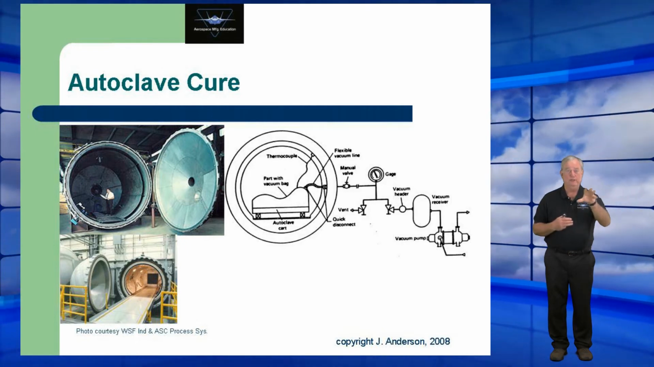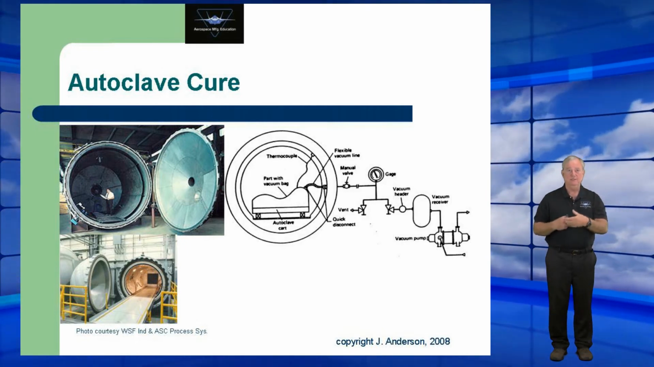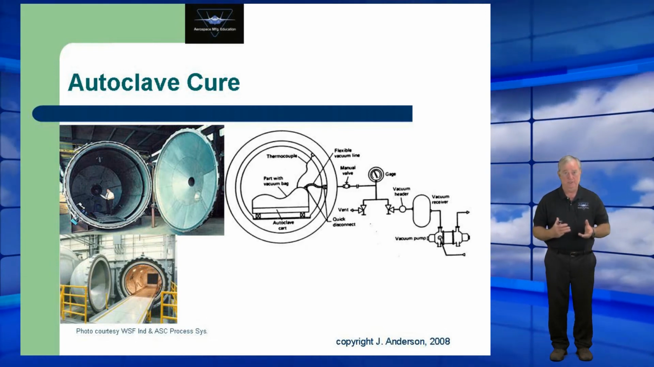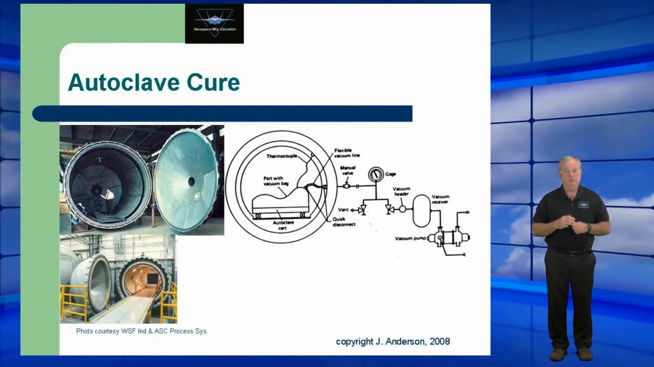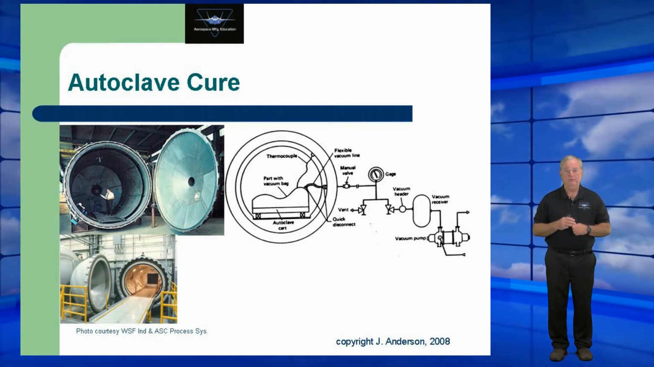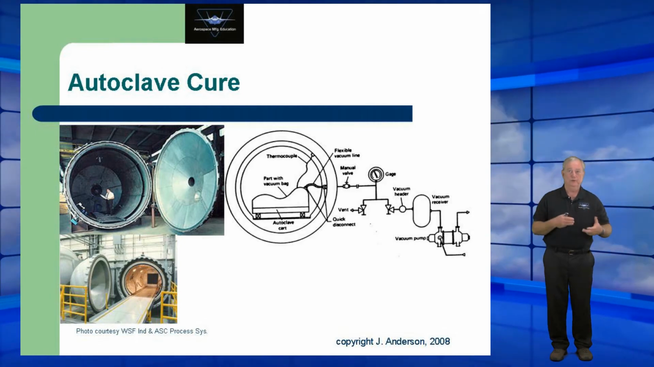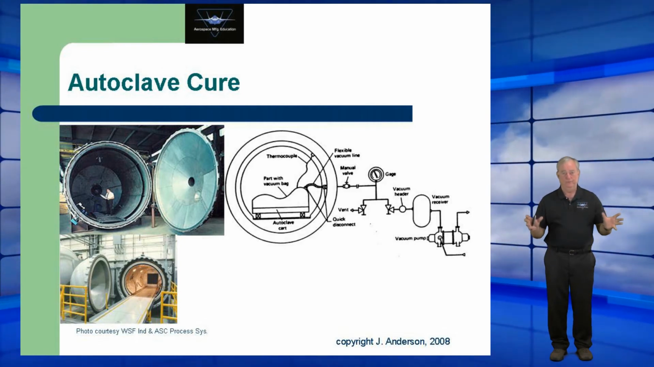So the ones on the left give you a sense of the size and the scope and what the actual machine looks like. And on the right, we have a diagram that shows the controls for the oven with the part in there and how the whole system works.